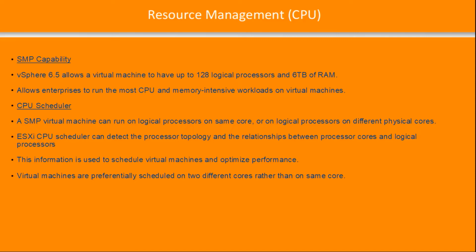The ESXi CPU scheduler can schedule the virtual machine SMP processors on logical processors on the same core or on different physical cores. The CPU scheduler is advanced enough to detect the underlying processor topology and the relationships between processor cores and logical processors. Based on this information, it is able to schedule virtual machines and optimize performance. Virtual machines are preferentially scheduled on two different cores rather than on the same core, thereby improving performance and removing any dependencies.